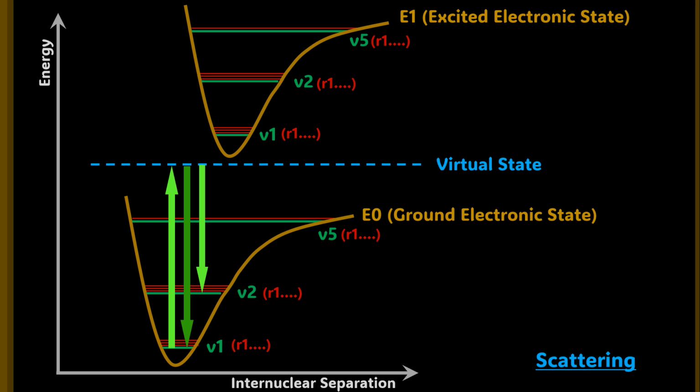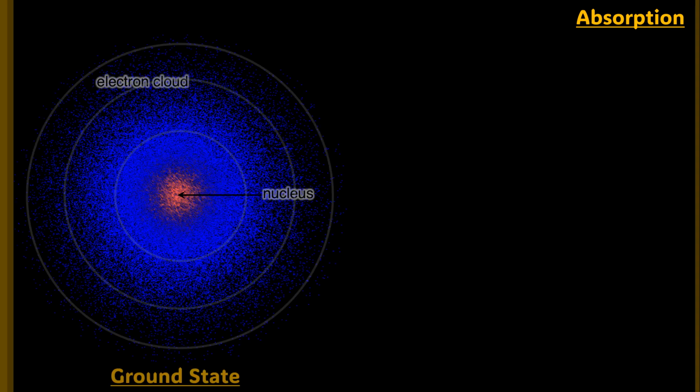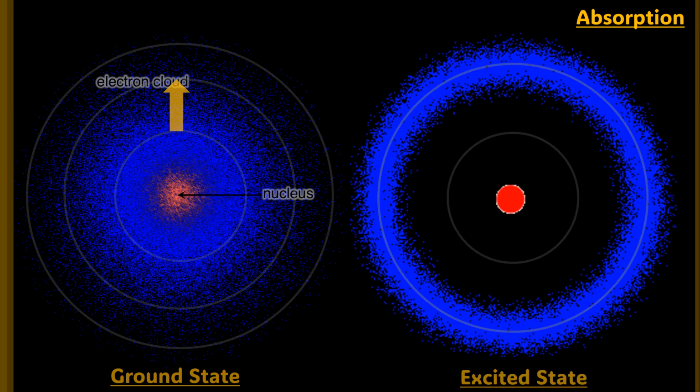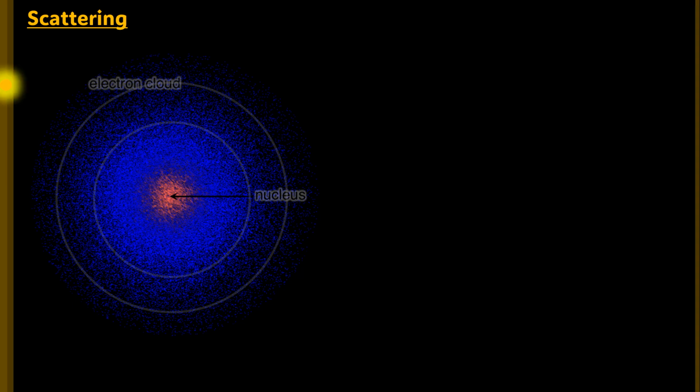So let us understand this with the actual phenomena that happen in absorption and scattering. In case of absorption, when a photon is incoming to a molecule, it gets absorbed and causes the molecule to excite to a higher energy state. Whereas in case of scattering, when the photon is interacting with the molecule, it is not used up, that is, it is not absorbed.